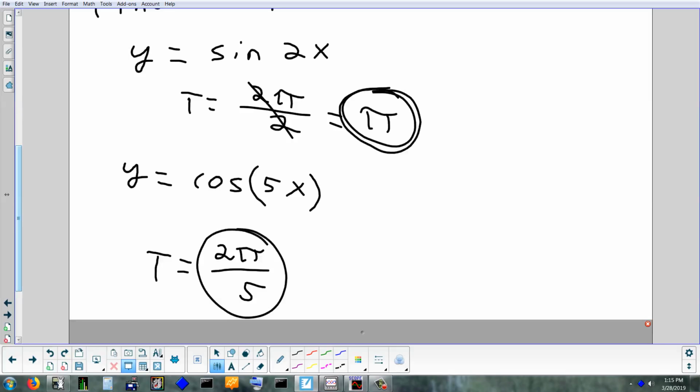Any question on that number? So both of these compressed. That's a number smaller than 2 pi. That's a number way smaller than 2 pi. It's 1/5 of 2 pi.